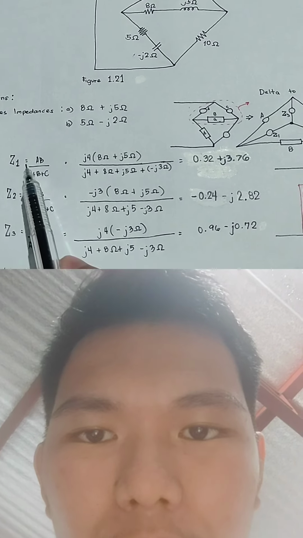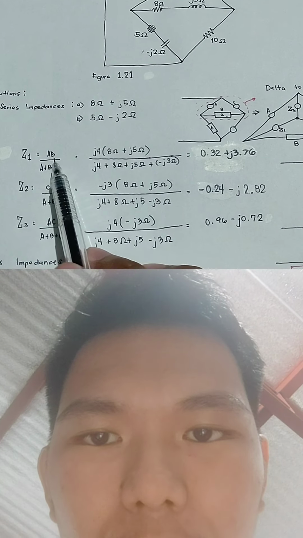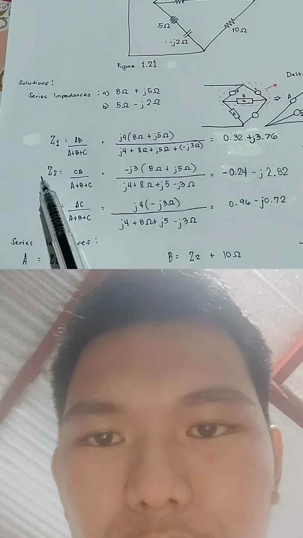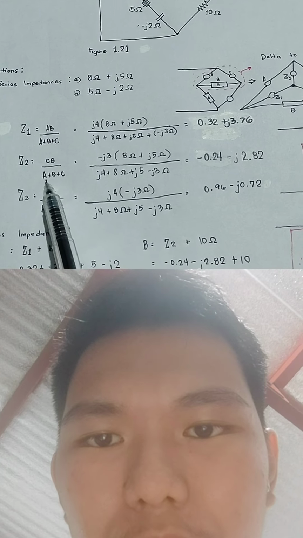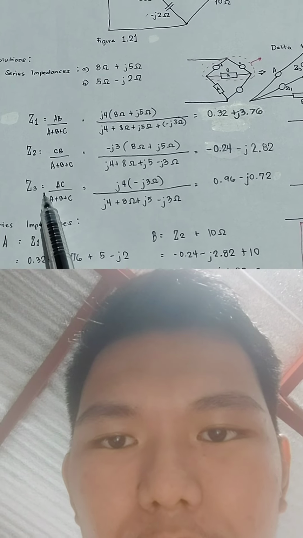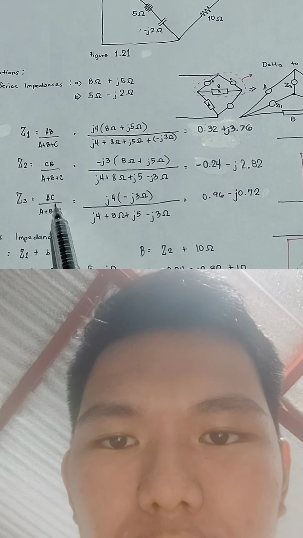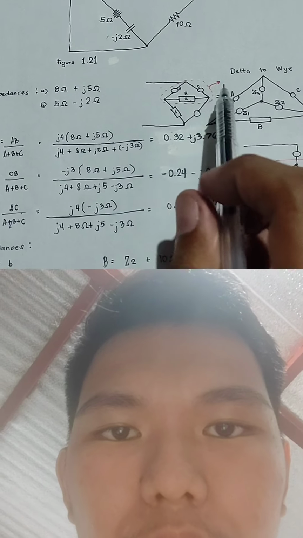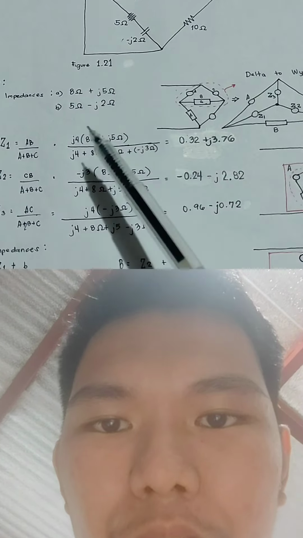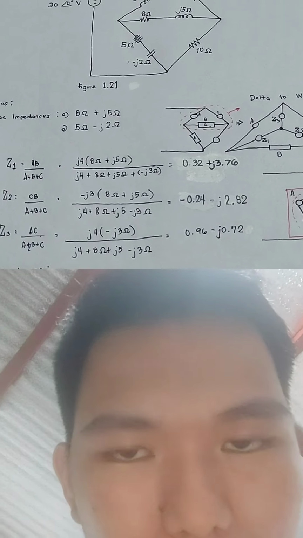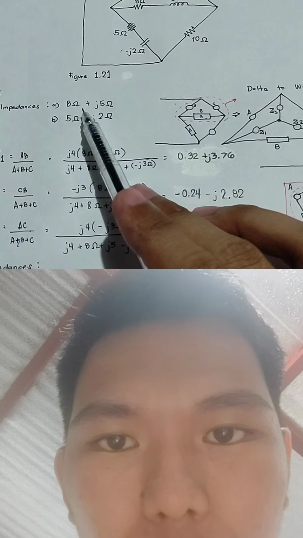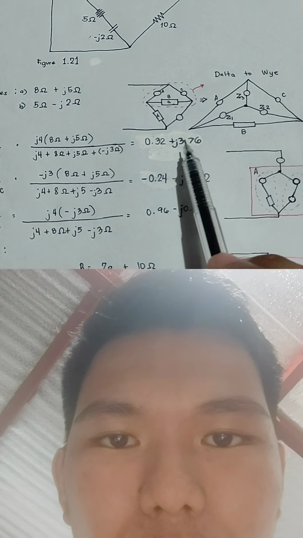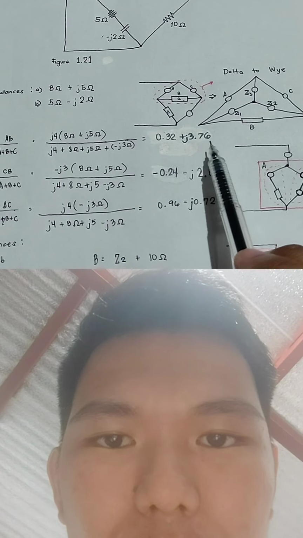For Z sub 1, the formula is A times B over the sum of the impedances. For Z sub 2, C times B over the sum of impedances. Z sub 3 equals A times C over the sum of impedances. For Z sub 1, A is equal to J4 times the impedance A, 8 ohm plus J5, over the sum of impedances, which is equal to 0.32 plus J3.76.